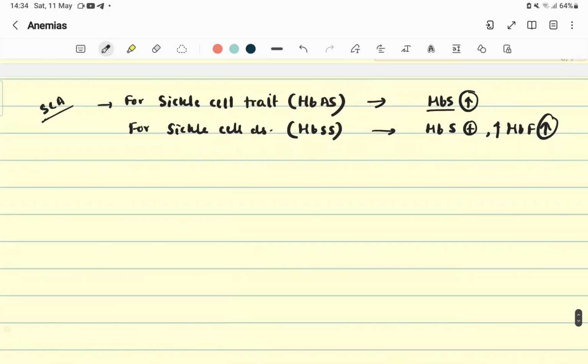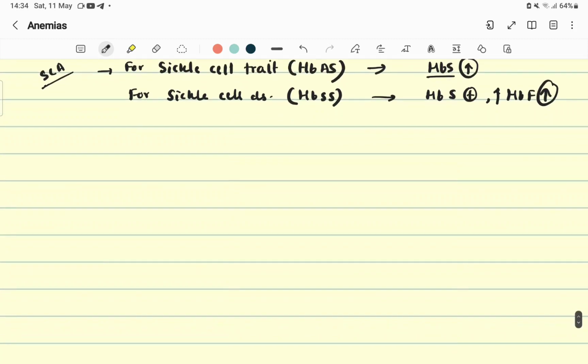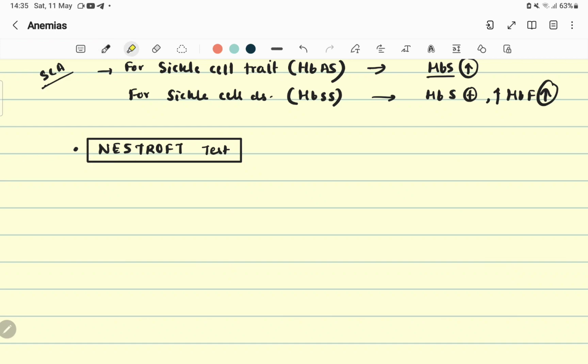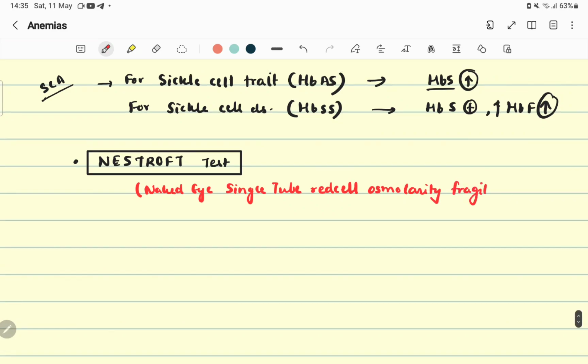For screening thalassemia minor, we have something called the NESTROFT test. NESTROFT stands for naked eye single tube red cell osmotic fragility test.